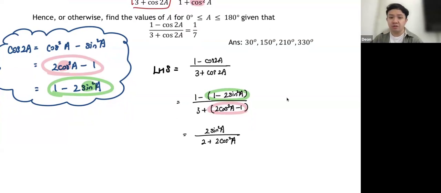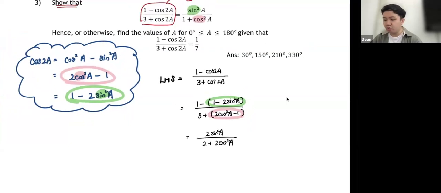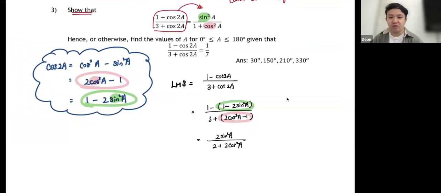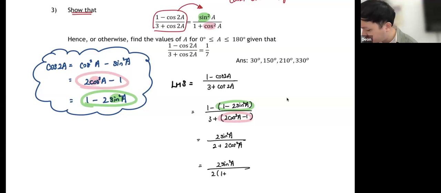You're there already. Make sense? It's not even that hard. You just need to know that there are formulas that you need to use, and you just need to make the right guesses. Don't anyhow jump. So cancel out the 2. I'm going to factorize for you, in case some of us don't really know. Then I can cancel the 2's. So I will get sine square a over 1 plus cosine square a. Clear?